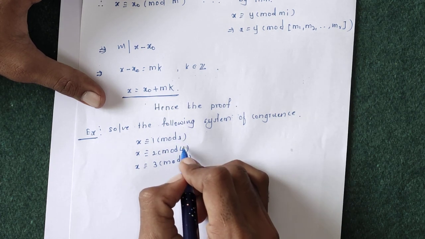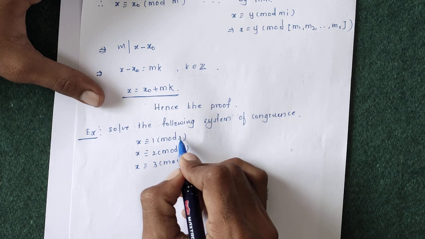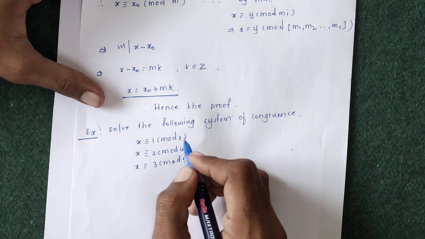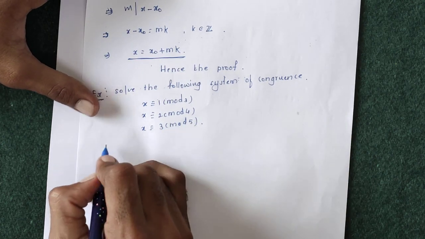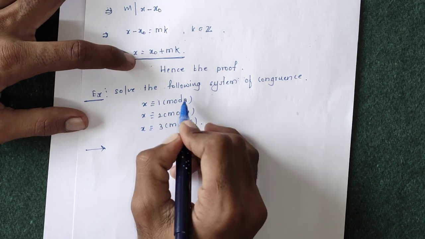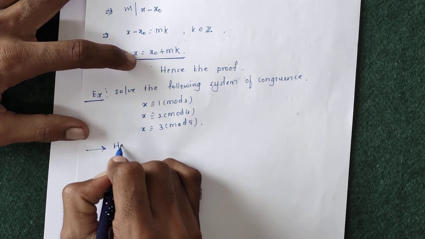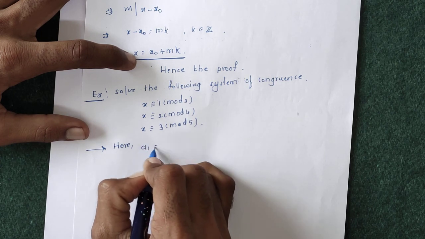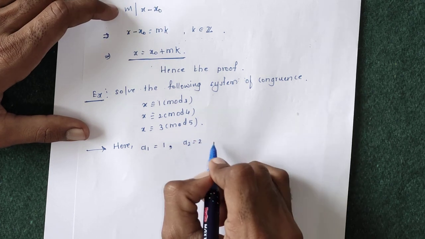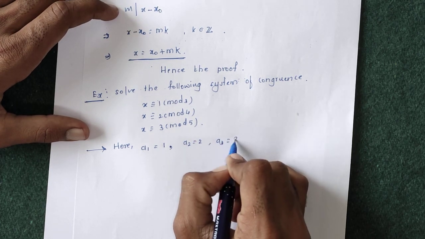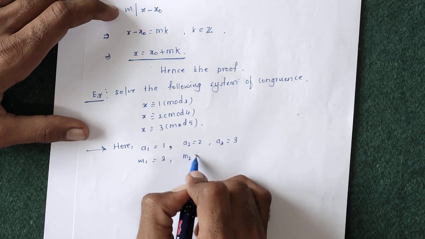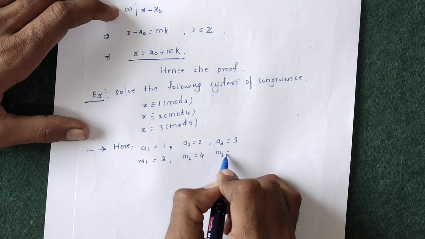These mi's, that is 3, 4 and 5, are relatively prime in pairs, that is GCD of 3 and 4 is 1, GCD of 3 and 5 is 1, GCD of 4 and 5 is 1. So these integers are relatively prime in pairs. So to solve this example, we have a1 equals 1, a2 equals 2, a3 equals 3, m1 equals 3, m2 equals 4, and m3 equals 5.